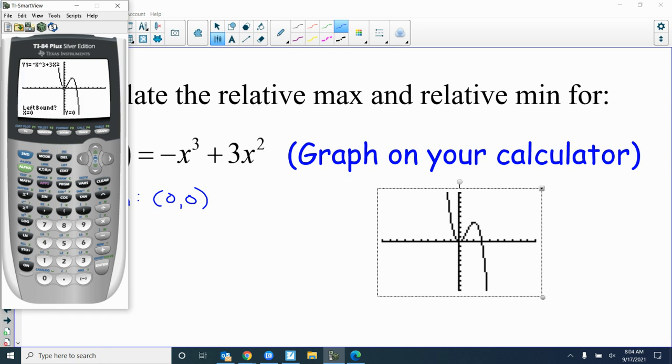So we go to maximum, and it will tell you left bound. All you have to do is be to the left of that maximum point, because it goes through a little procedure here. I hit enter, and it asks for right bound. I just need to be to the right of it. Those arrows should be pointing at each other, in between at the highest or lowest value. Good. Now, did somebody get anything different than that?